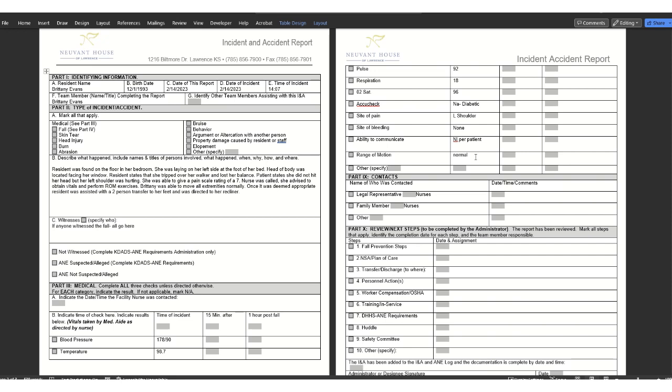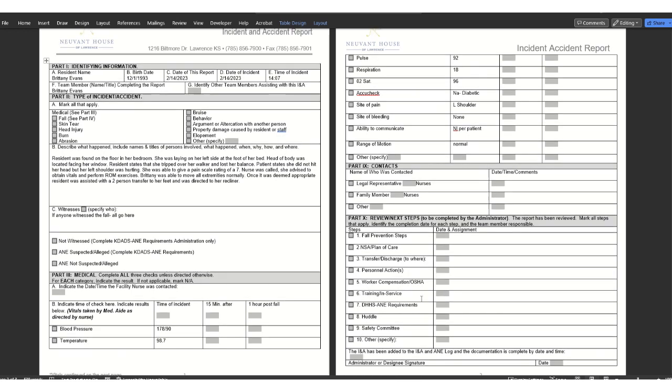If someone's really contracted and they don't have good range of motion anyways, we'll use Judy for an example, then obviously these are subject to change a little bit. And then the rest of this is going to be for nursing.